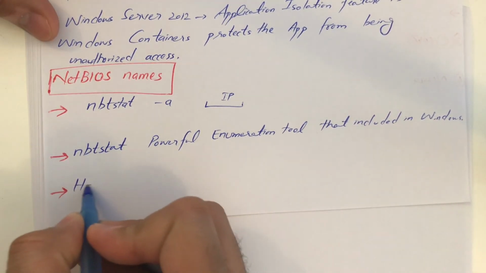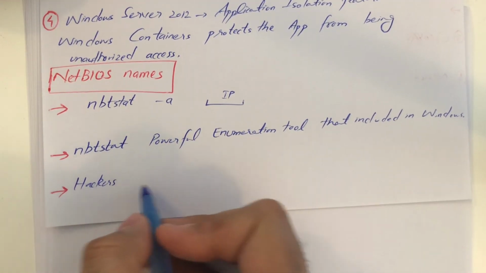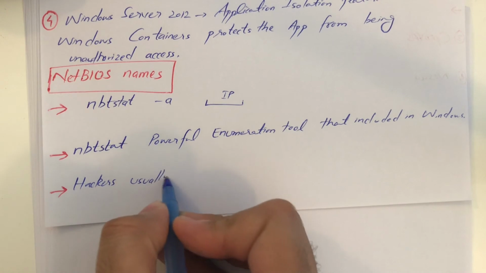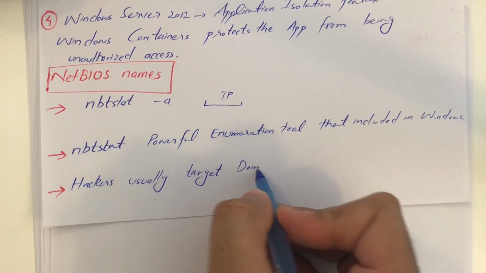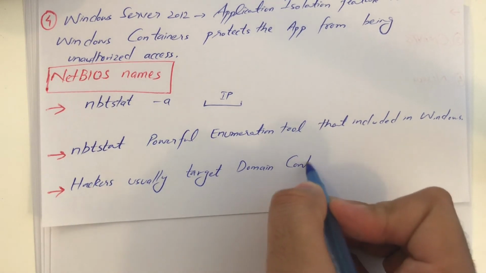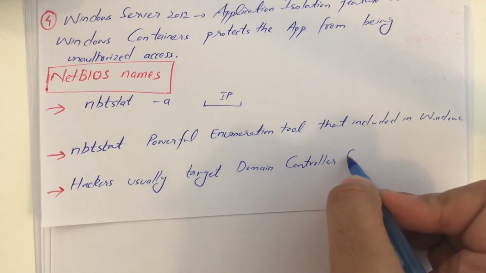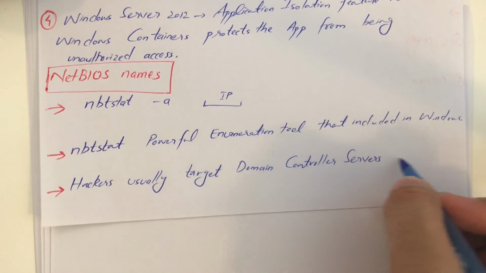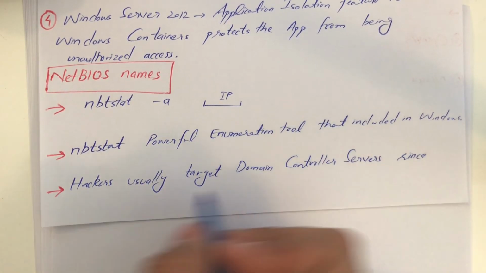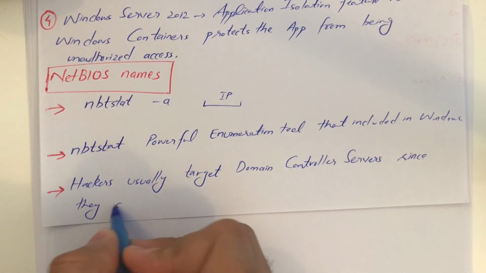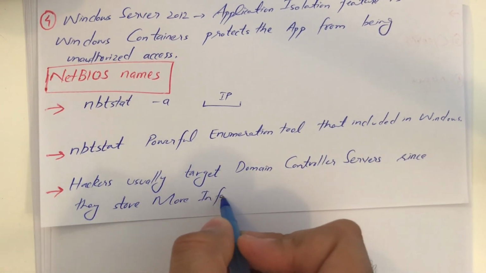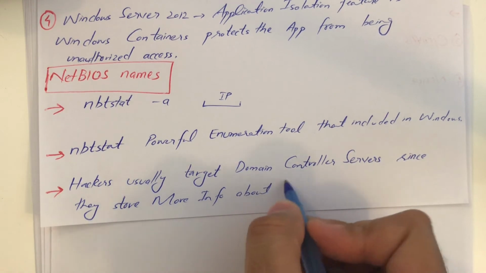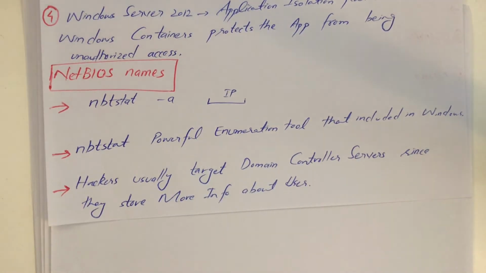So please remember, hackers usually target domain controller servers, since they store more info about the target, about the users in fact. So most of the hackers actually target those.